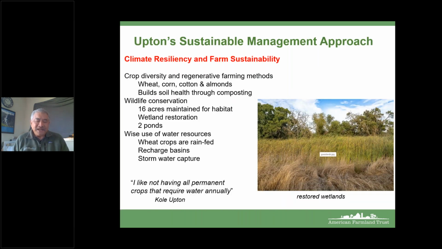The Uptons manage their farm with a sustainable approach, focusing on long-term climate resiliency and farm sustainability. They implement regenerative farming methods such as crop diversity, crop rotation, and compost applications to improve soil health. Wildlife conservation is enhanced with 16 acres maintained for habitat, including wetlands and ponds.